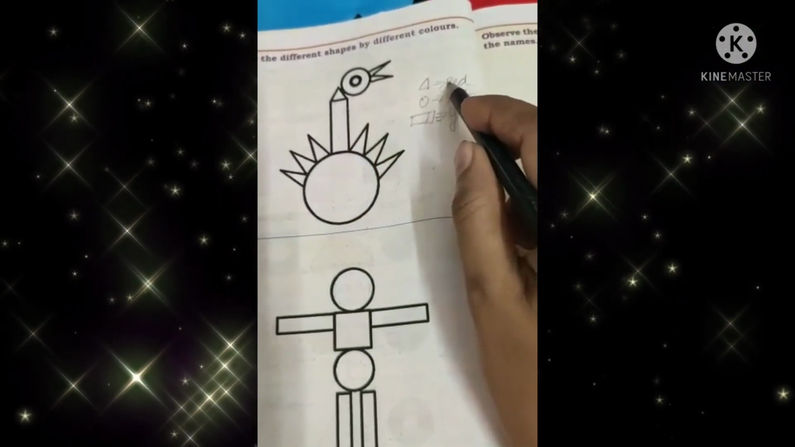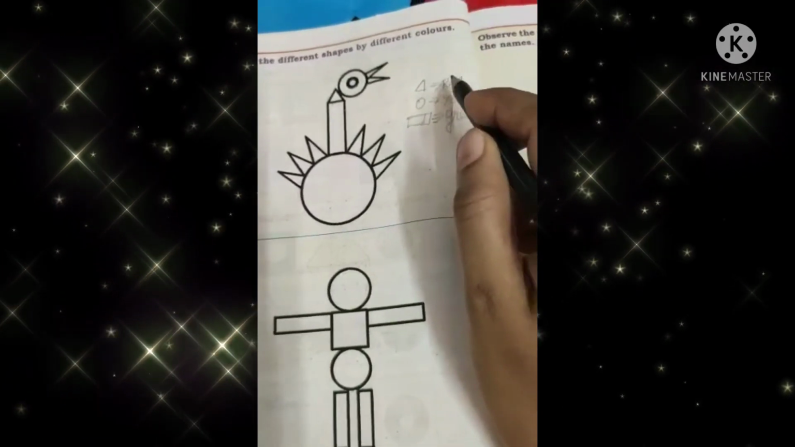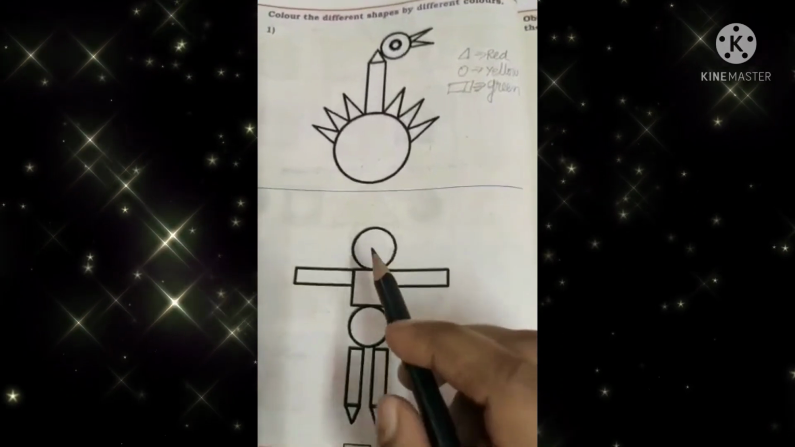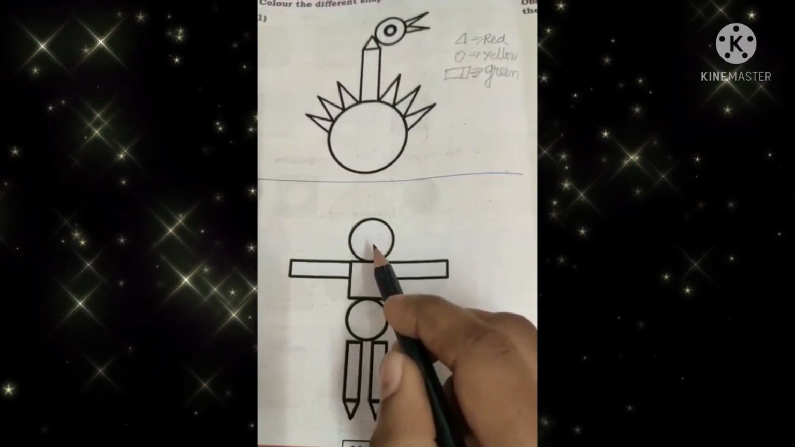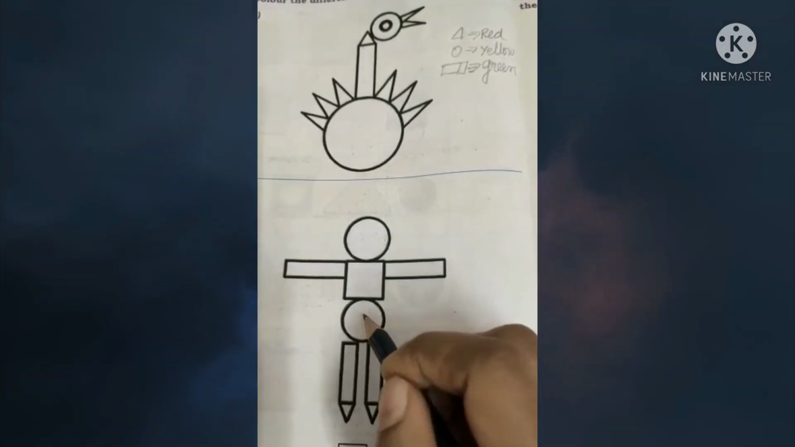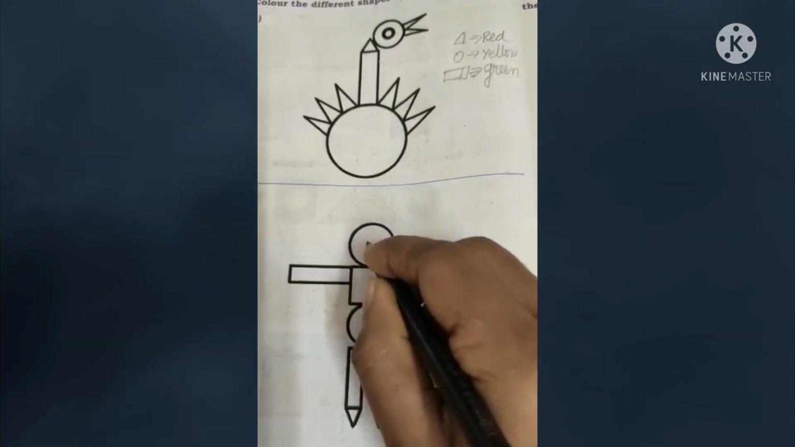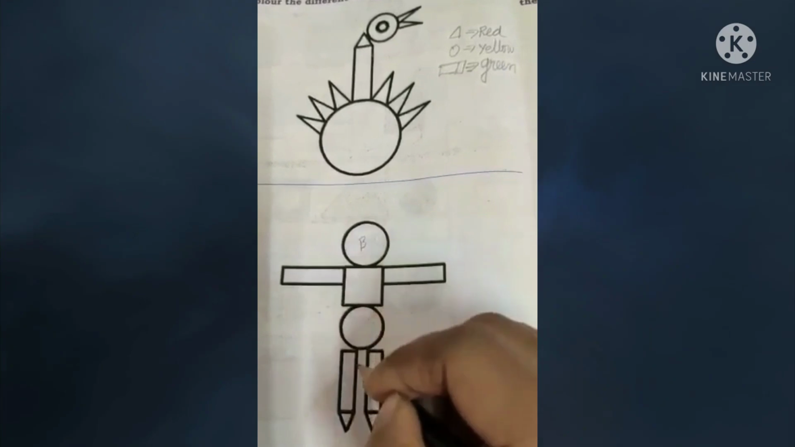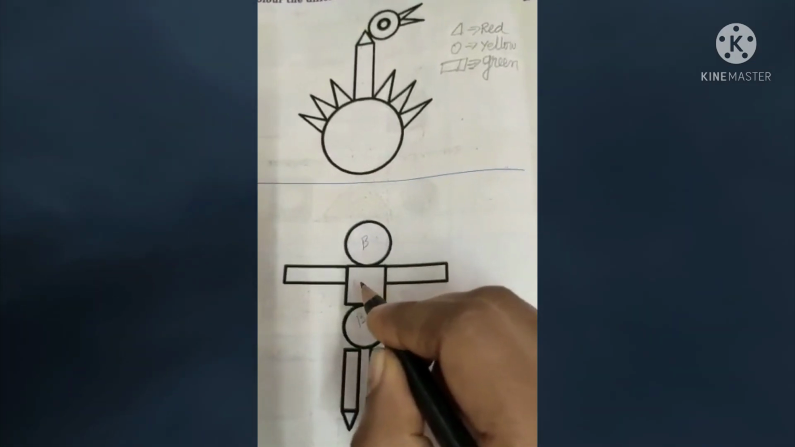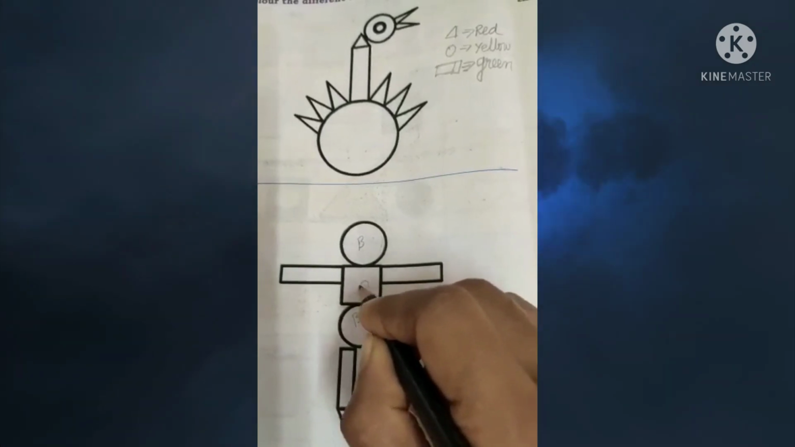This one no need to write in your textbook. For your knowledge, I have written here. Now, look at the second picture. For the circle, here also same thing. Circle, same color. Give sky blue color. Give blue color here. For square, give orange color.